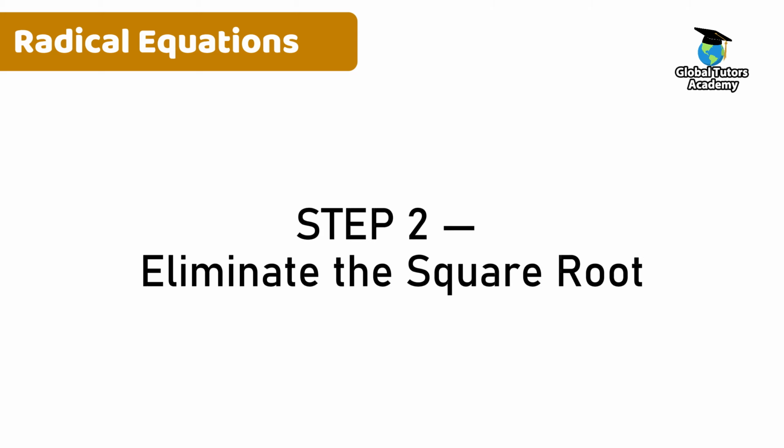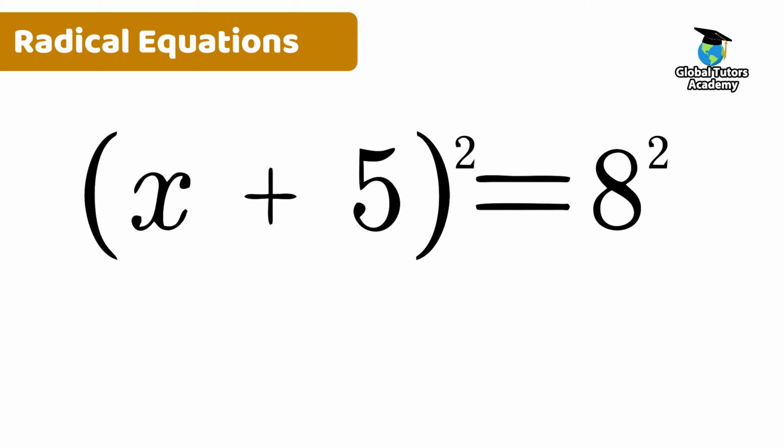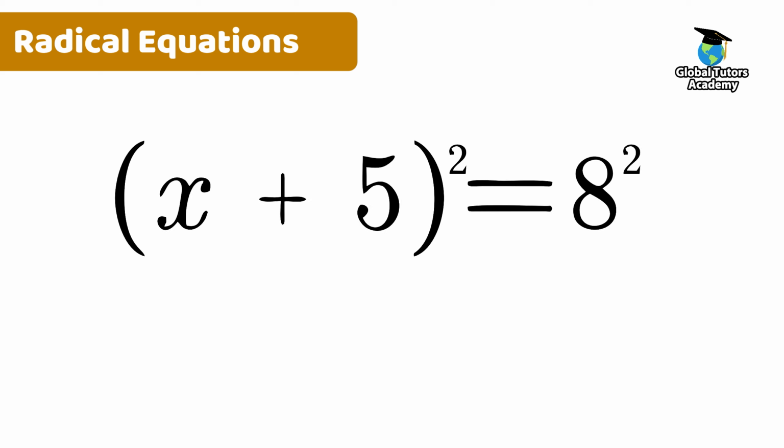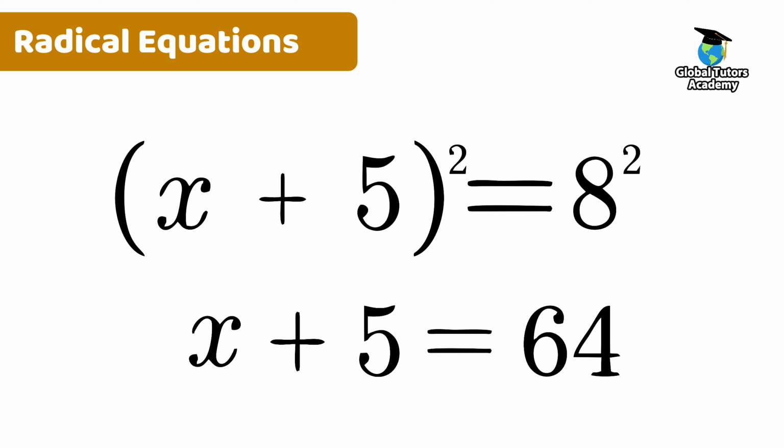Step 2. Eliminate the square root. To eliminate the square root, we square both sides of the equation. Squaring the left side cancels the square root. And 8 squared gives 64.